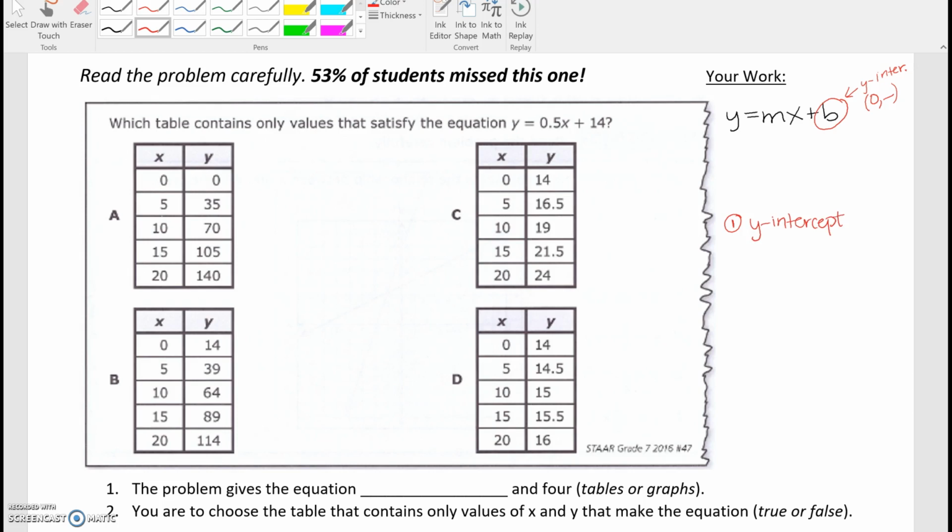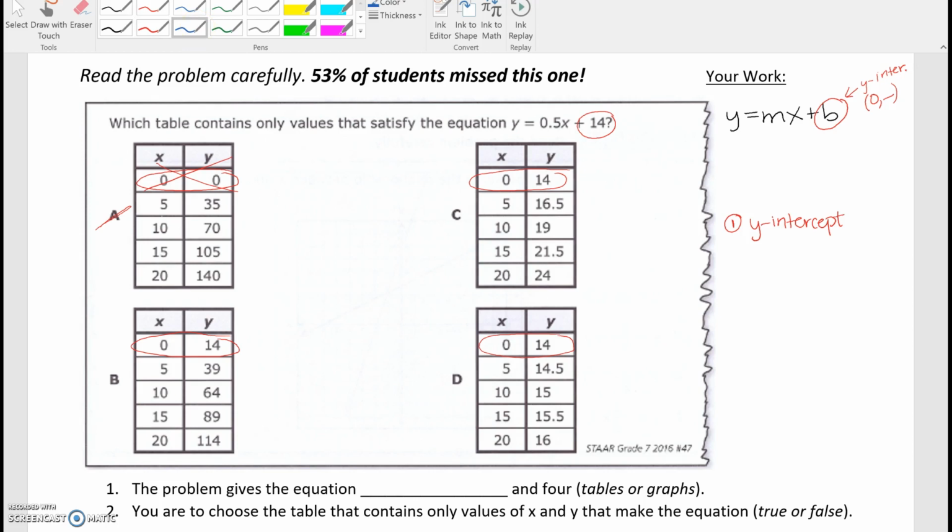Okay, so if we look at these tables here, I am looking for an x value of 0. So here I have 0, 0, 0, 14, 0, 14, and 0, 14. In my equation, it says plus 14. So this 0, 0 is wrong, so I can eliminate A.